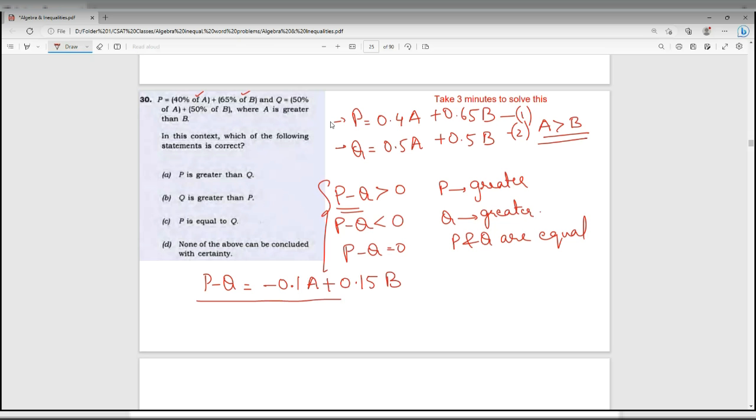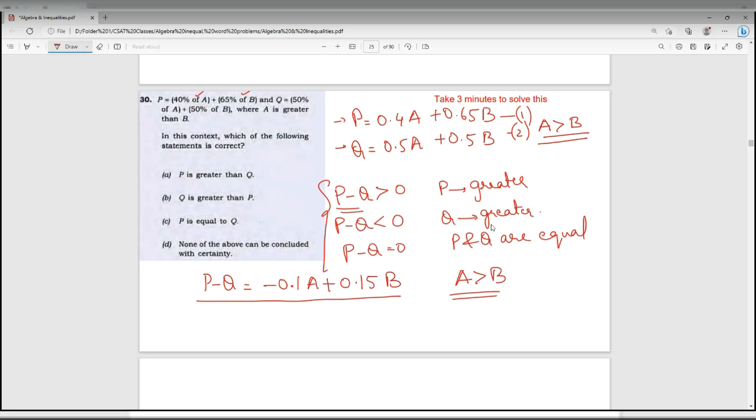So this is the equation that we have, and we also know that A is greater than B. Now from these two, we cannot say which one is greater, because we know that A is greater than B, but here we have minus 0.1A plus 0.15B. A has to be greater than B, but we don't know how much A is greater. So what I can do is I'll just substitute.